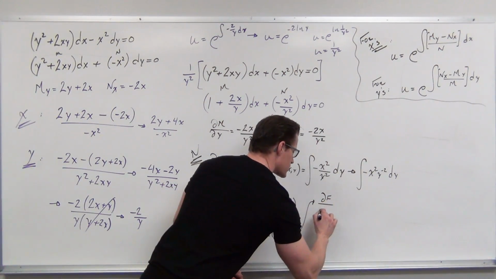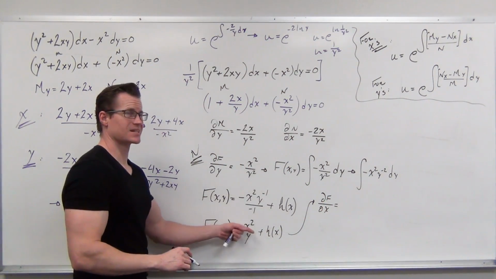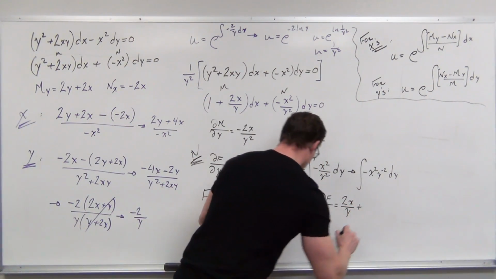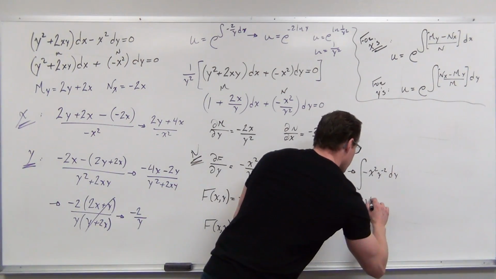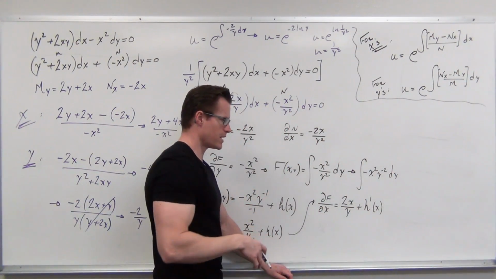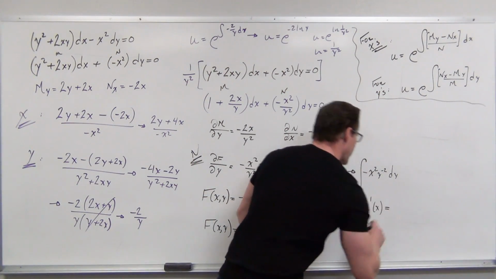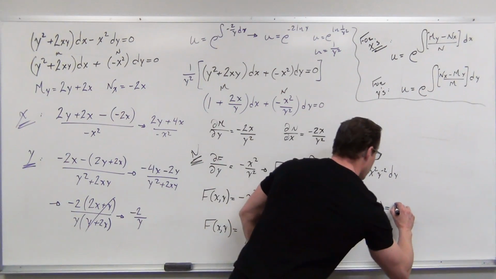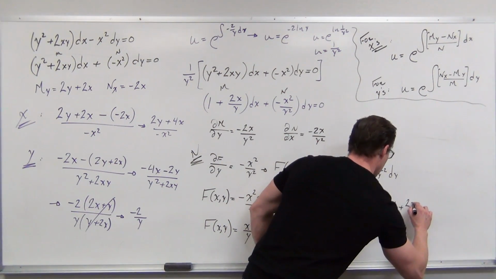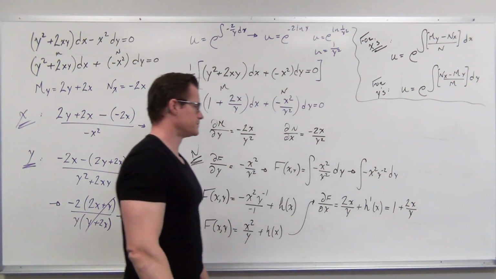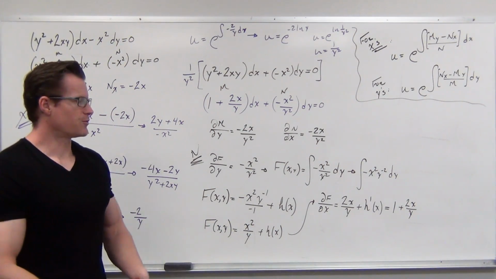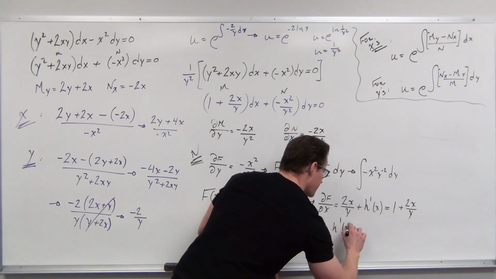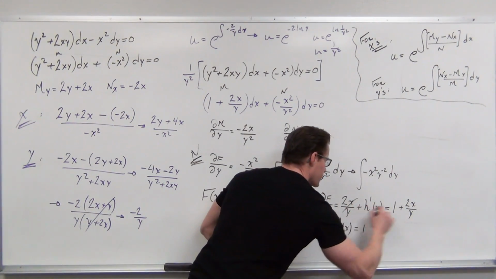Partial derivative of f with respect to x. Okay, with respect to x, that would be 2xy plus h prime of x. The derivative of all that function of x that we don't know. And that's got to equal, man, this piece is what m is. So that's got to be 1 plus 2x over y. That's got to be that. If we subtract that 2x over y, kind of cool, we get the first derivative of h with respect to x is just 1. Those pieces are gone.